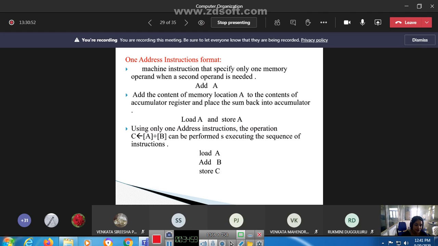In the one address instruction we can use Add A. So this means the following: add the content of memory location A to the content of the accumulator register and place the sum back into the accumulator. Let us introduce the one address instructions Load A and Store A. After Add A, Load A happens, and after Load A, Store A happens.